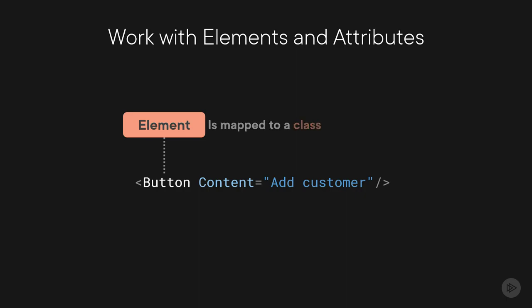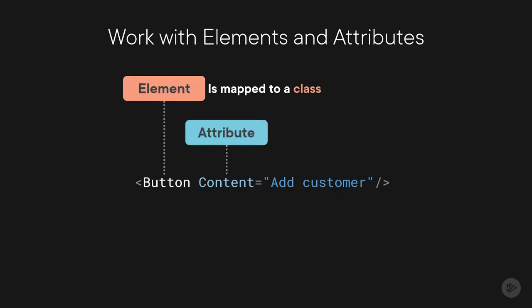In XAML, an element is mapped to a class. In this case, an instance of the button class is created. As you can see, on the button element, the content attribute is set. The attribute has the value @customer. An attribute in XAML is mapped to a property. This means that in this case, the content property of the created button instance is set to @customer.